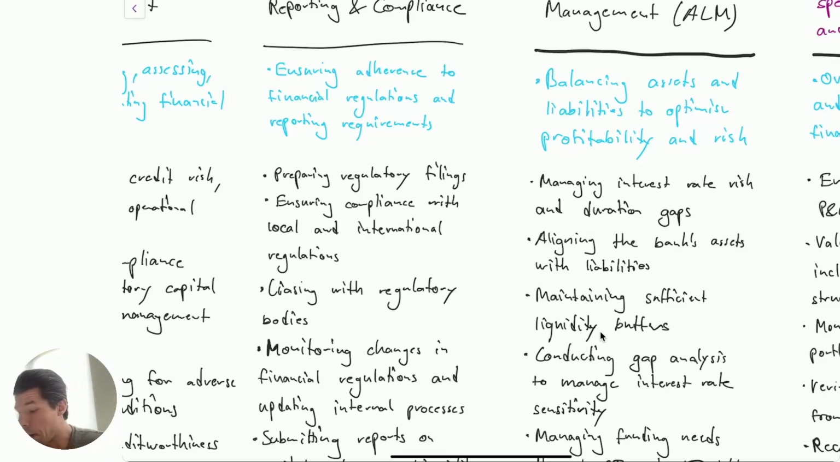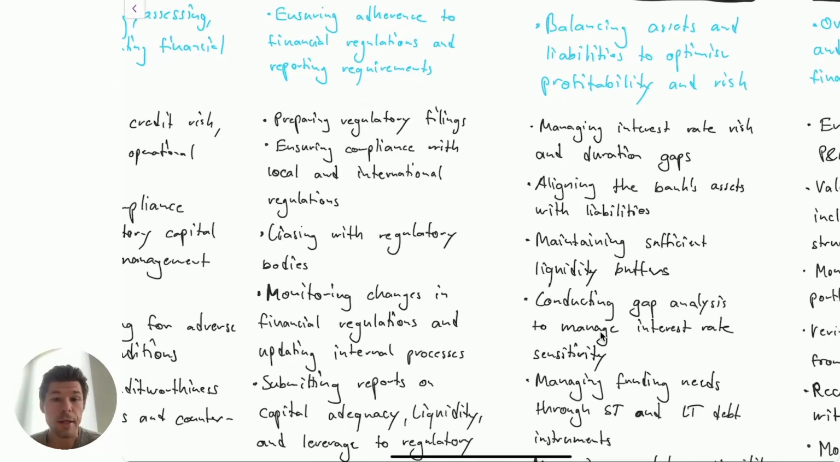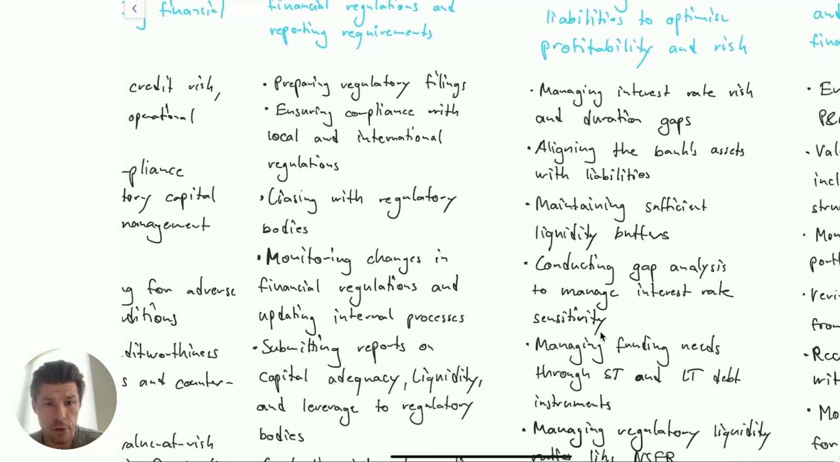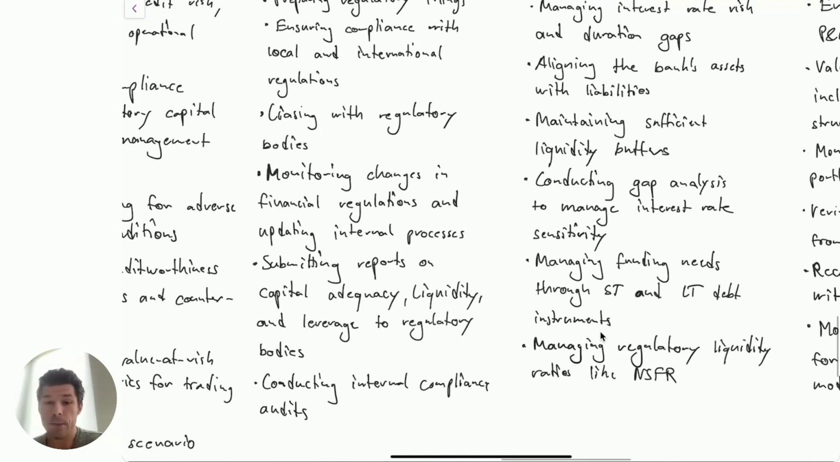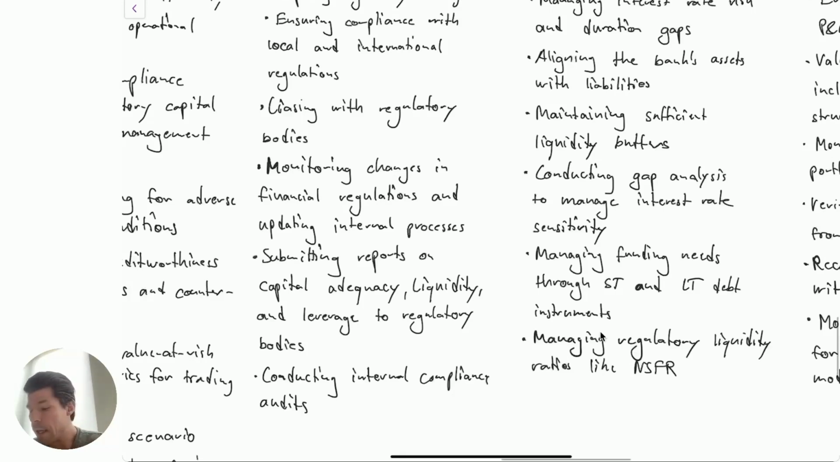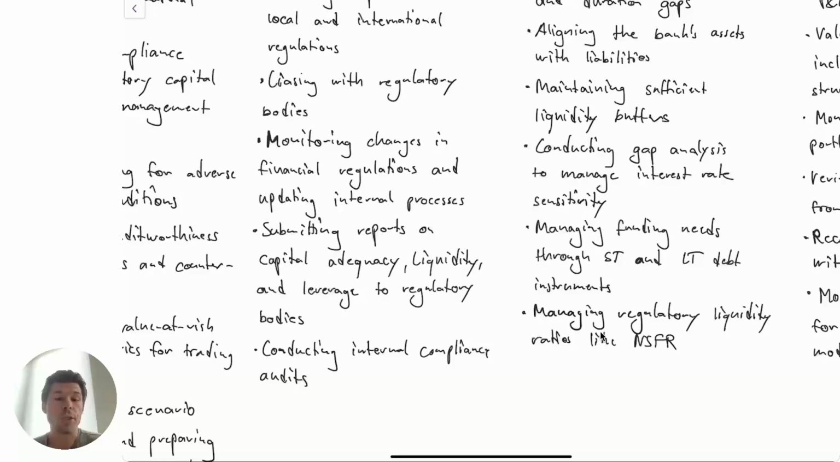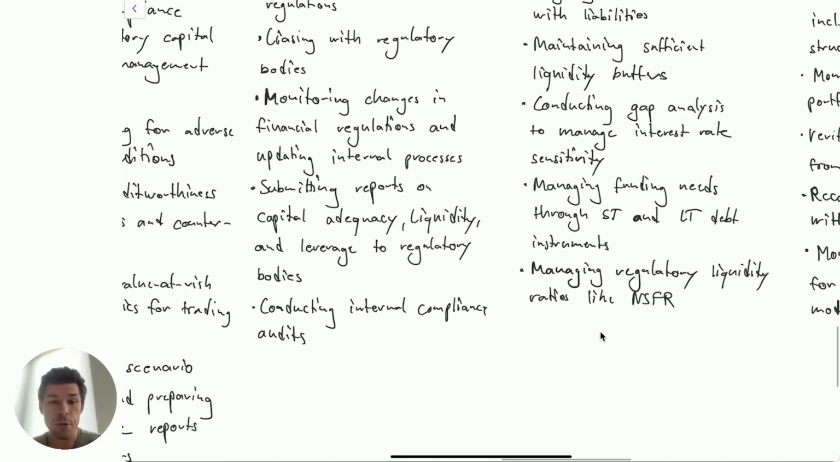It would ensure compliance with local and international regulations, for example, Basel, IFRS, and solvency regulations. It would liaise with regulatory bodies like central banks, securities commissions, or prudential regulators. Some of the key tasks would be monitoring changes in financial regulations and updating internal processes, and then as well submitting reports on capital adequacy, liquidity, and leverage to regulatory bodies. It would also be responsible for conducting internal compliance audits.